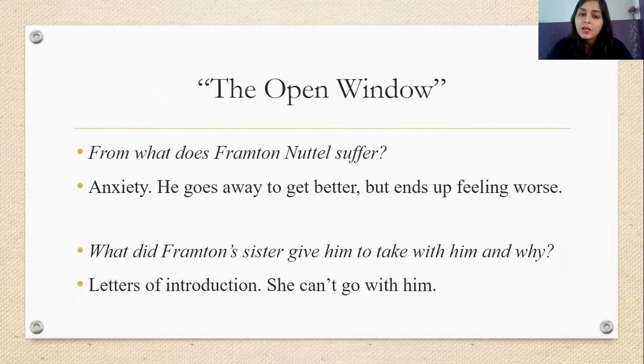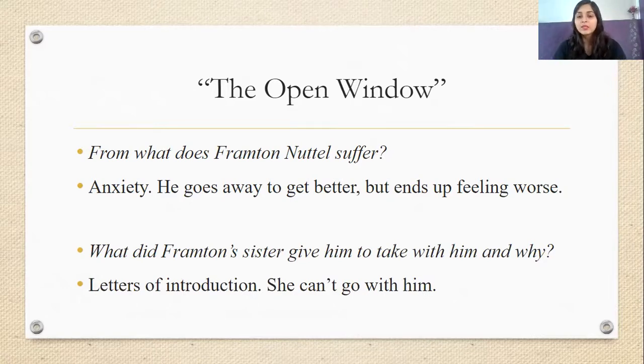But she gave him a letter of introduction because Mrs. Sapleton was actually Frampton's sister's friend. So Mrs. Sapleton was not Mr. Frampton's friend. So that is the reason she had given a letter of introduction, so that Mrs. Sapleton knows who this man is coming to my house. Now they have not given what all was in the introduction, but if we think about it, what will it be, right?